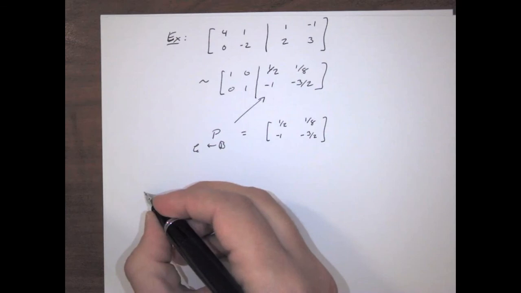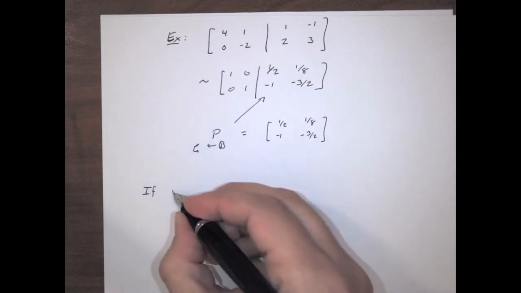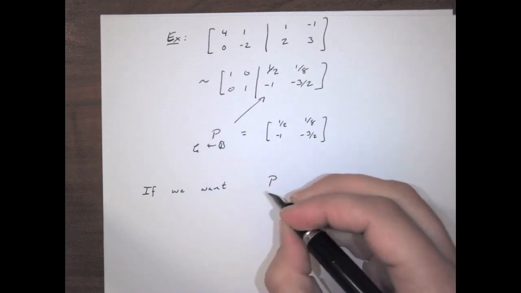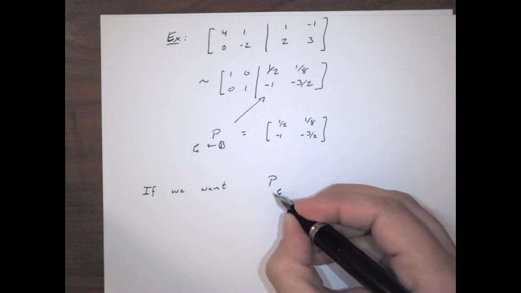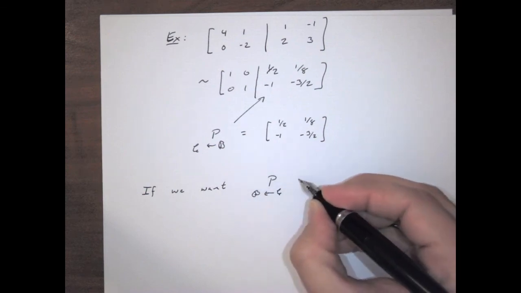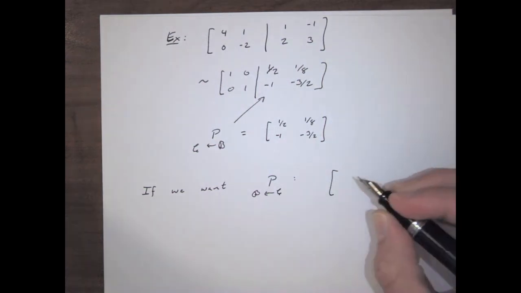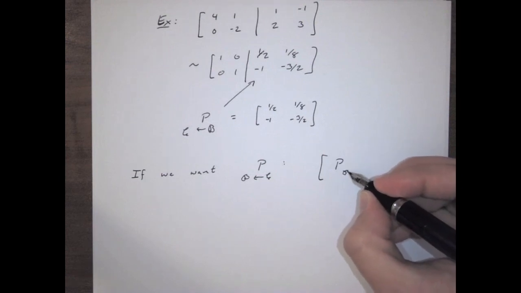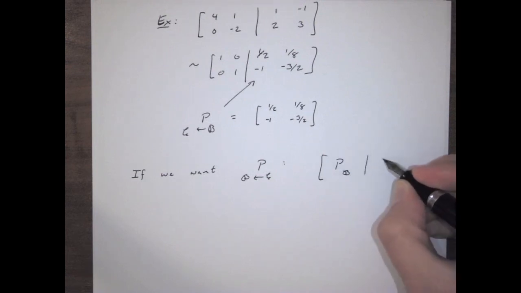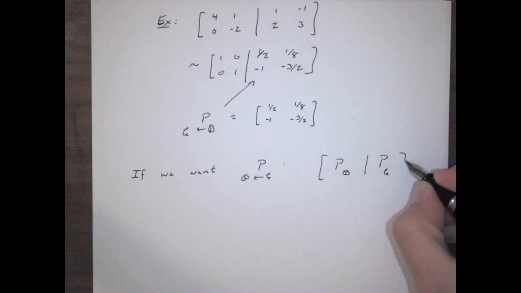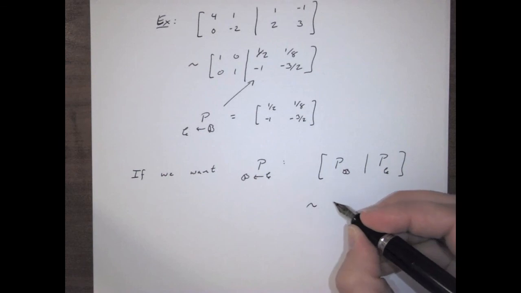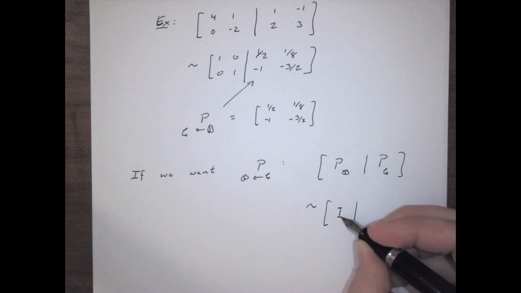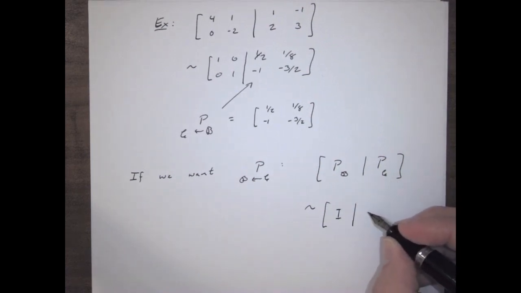If we want, and sometimes we do, sometimes we don't, the matrix that goes from C to B, then you would just put the two matrices on the opposite side. So you put P sub B on the left and P sub C on the right. And then we get the identity on the one side, and we'd get the matrix that we wanted on the other.